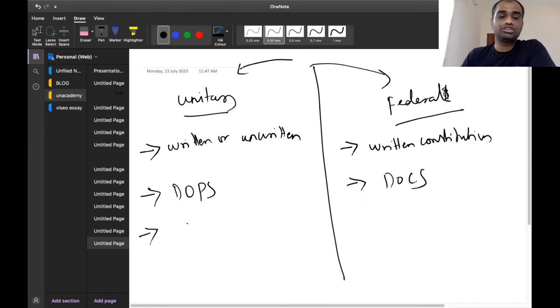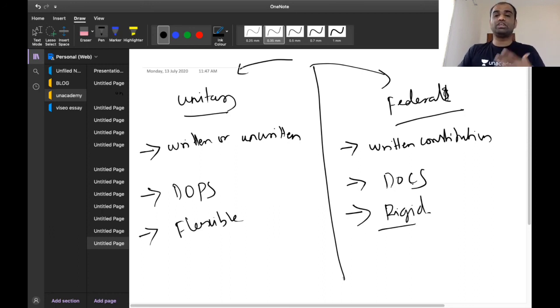In a unitary constitution, the amendment procedure can be flexible, but in a federal constitution, the amendment procedure should be very rigid, because if it is very flexible, the central government can take away all the powers of state government by amending the constitution. So in a federal country, whenever they amend the constitution, getting approval from the states is very, very important.